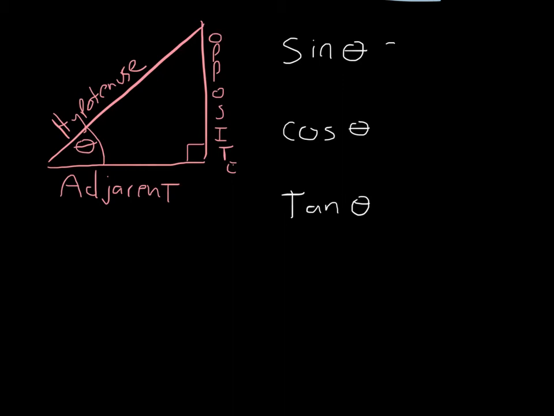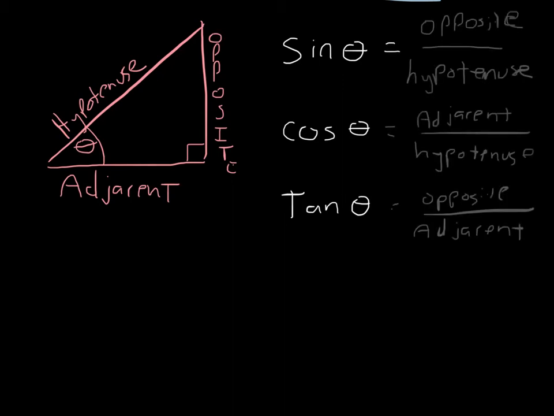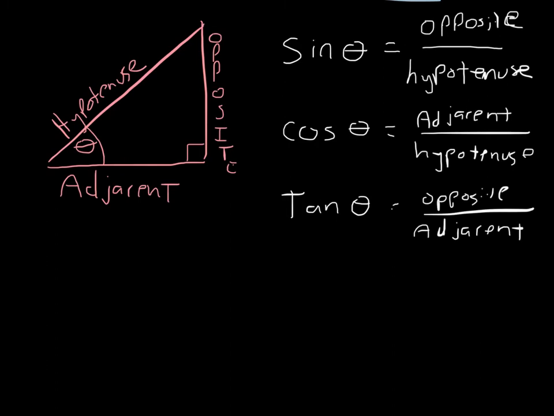Remember that sine theta is opposite over hypotenuse, cosine is adjacent over hypotenuse, and tangent is opposite over adjacent. I'm sure you remember this from whenever you learned it: SOHCAHTOA. It's just a little mnemonic to help you remember what these things are. So, knowing all this, we need to get our angle.